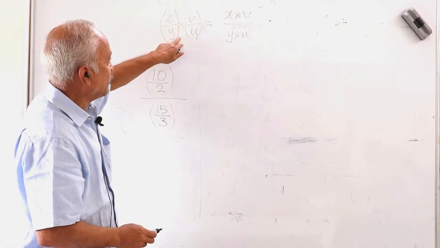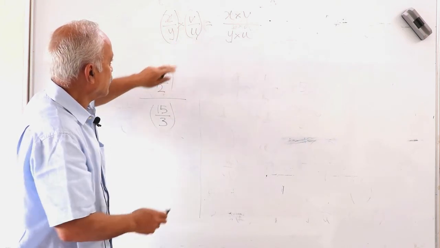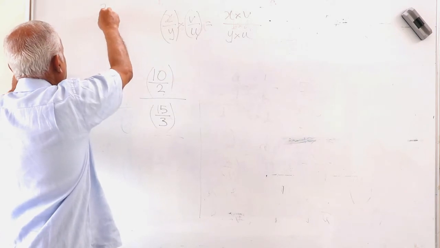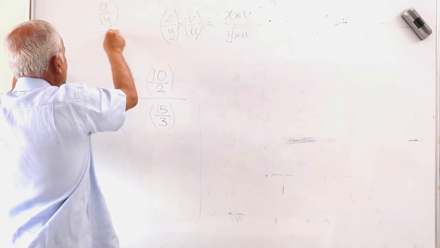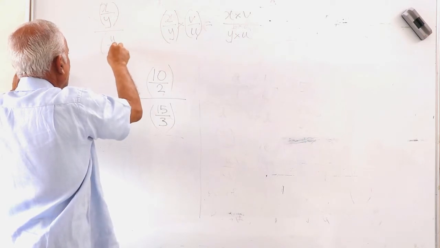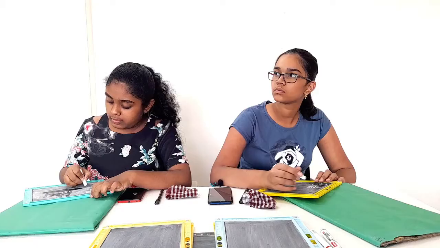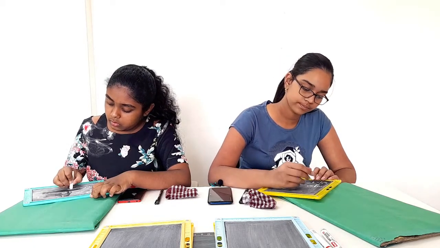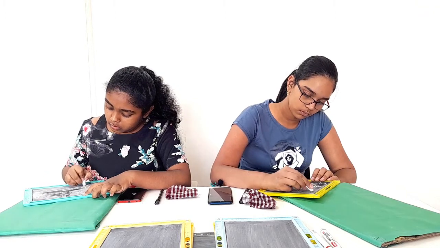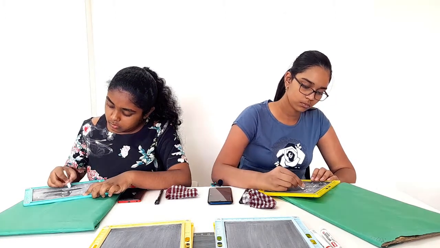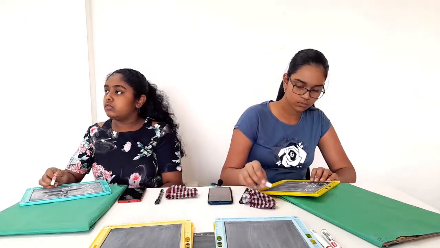Remember, when you go from here, I started out here, x upon y divided by u upon v is equal to... show what you've done.